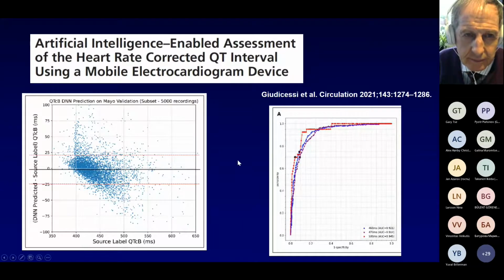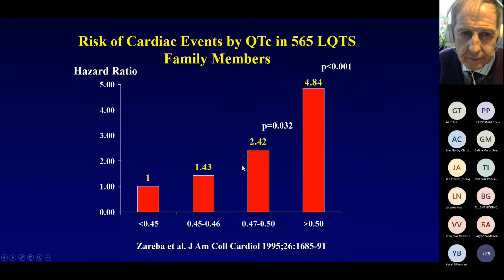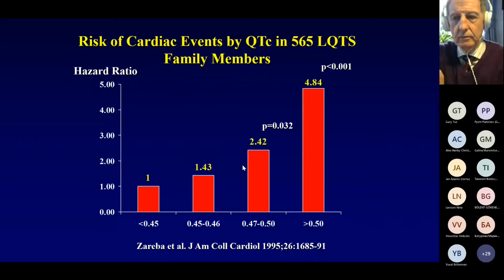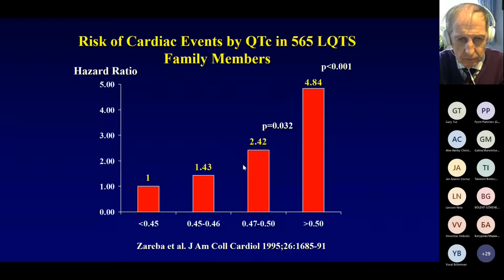Morphology of T-wave, I'm sure, had influence on some of the spread of those points on the left. Switching for a moment to the predictive value of QTc, this is a paper we published many years ago, focusing on family members only to avoid being biased by probands who usually have very long QT. And as you see, there is a very nice proportional jump from less than 0.45 all the way to above 0.5, with a hazard ratio of about 4.8 in such people. So there is obviously an association between QTc and cardiac events.